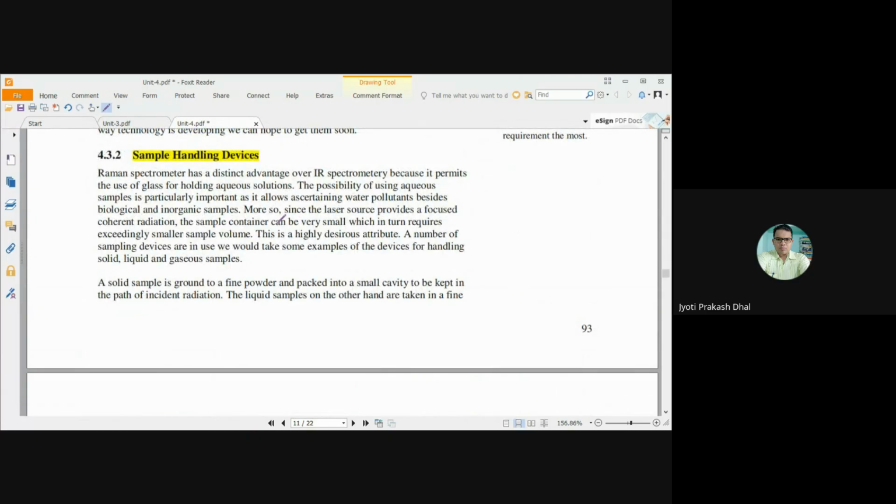Then coming to the sample handling device. The Raman spectrometer has distinct advantages over IR spectrometry because it permits the use of glass for holding aqueous solutions. The possibility of using aqueous samples is particularly important as it allows analysis of water pollutants, besides biological and inorganic samples. Moreover, since the laser sources provide a focused coherent radiation, the sample container can be very small, which in turn requires exceedingly smaller sample volume.